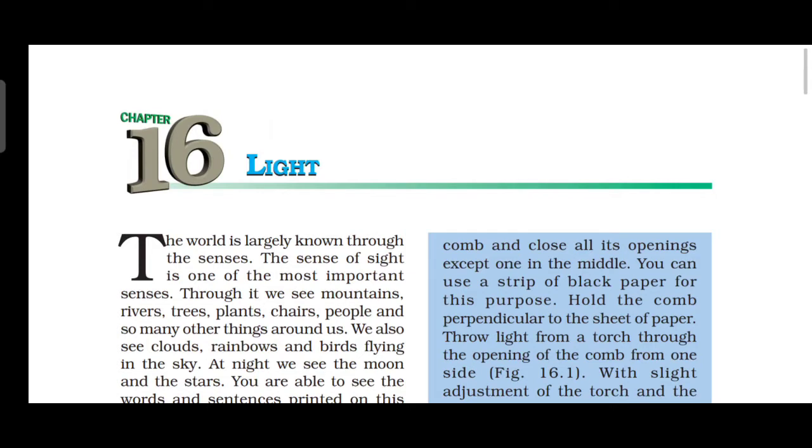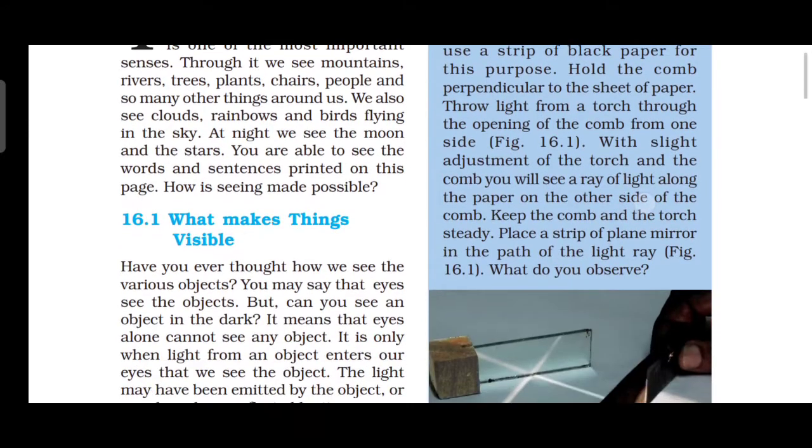If the light falls on an object, some of the light is reflected back to our eyes also. Thus, we are able to see an object because of light being reflected from the object. While the light falls on an object, we are able to see the object easily. Okay, then the next topic is what makes things visible.